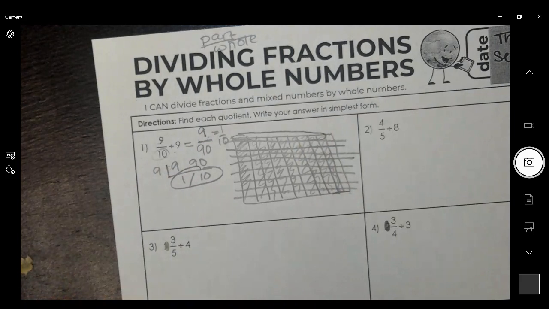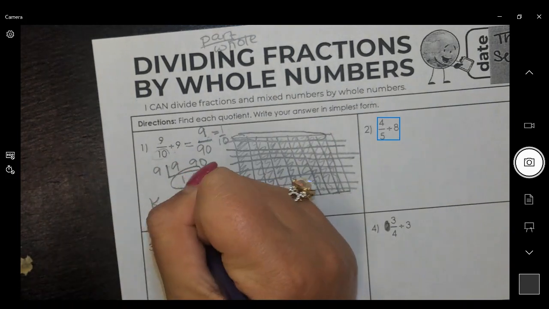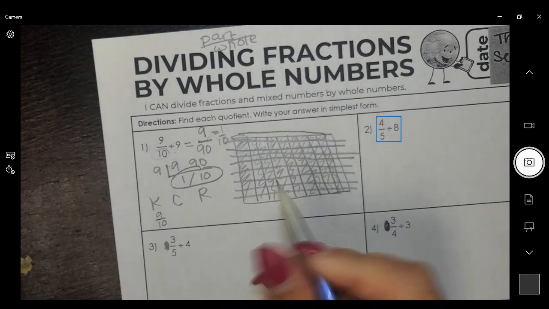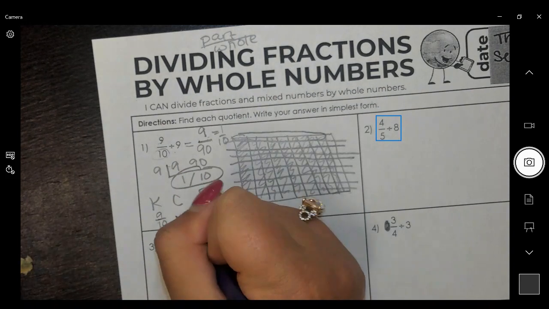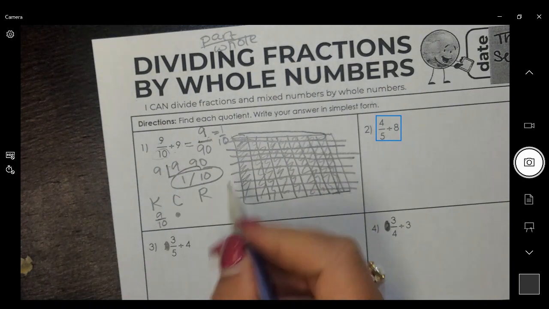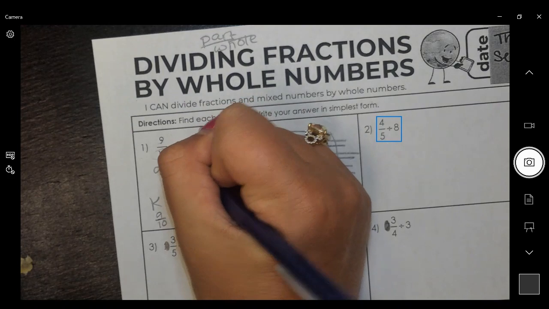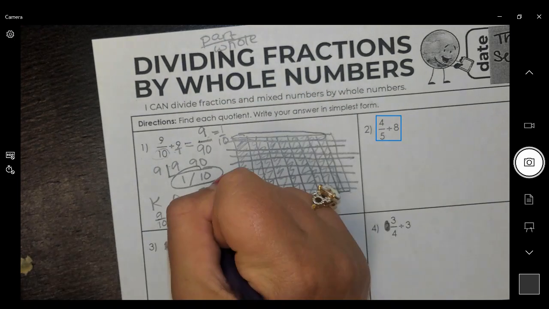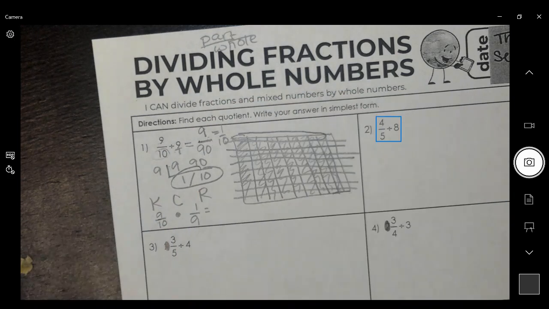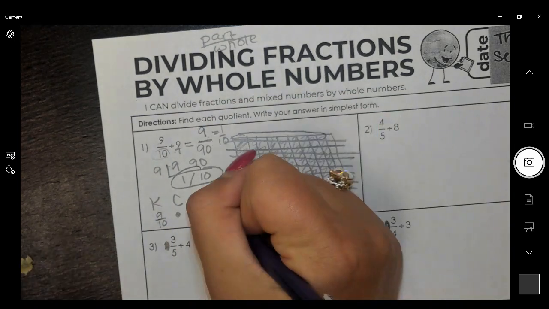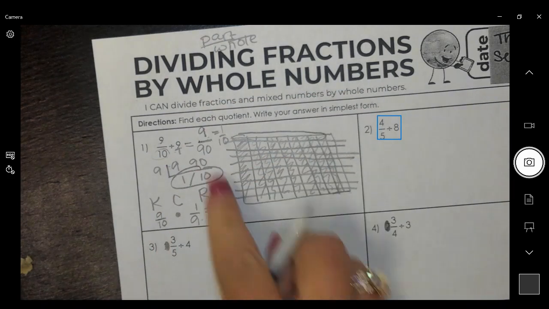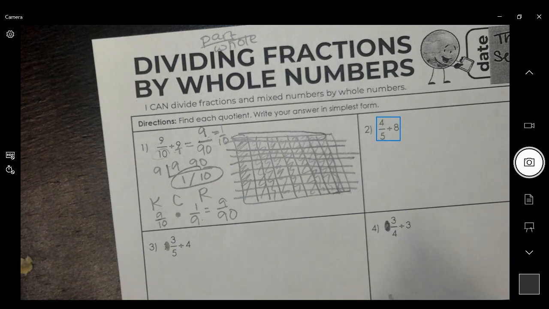Now I want to check it with keep, change, reciprocal. I keep the first term, 9/10. I change my division to multiplication, and I find the reciprocal. I flip it. So I have to create this whole number into a fraction first before I can flip it, and I do that by adding a 1 under it. Now the reciprocal of 9 over 1 is simply 1 over 9. Then when I multiply straight across, 9 times 1 is 9, 10 times 9 is 90, which is exactly what we got from our model, so we know we did it correctly.